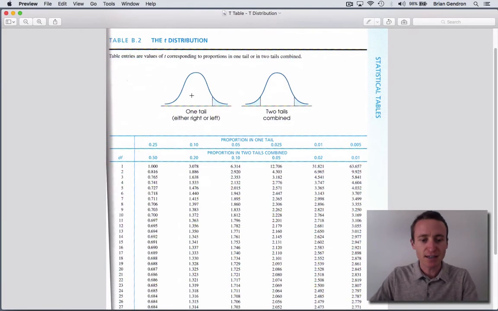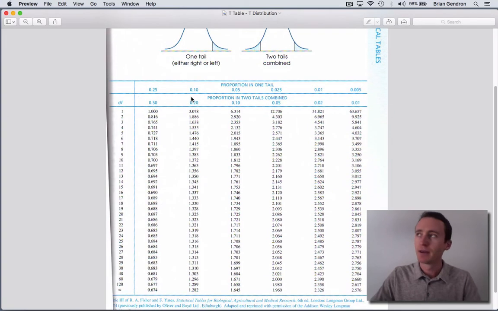So let's go ahead and find our critical values of t. Now what you'll note here is that 35 is not listed on the table, and that's probably because our textbook wanted to conserve space. So what we're going to do is use the value below it, numerically speaking, which is 30. So 30 degrees of freedom on the table, and we want to find a proportion of 0.05 in two tails combined. If it was a one-tailed test, we would use this one right here, proportion in one tail. But this says proportion in two tails combined, 0.05.